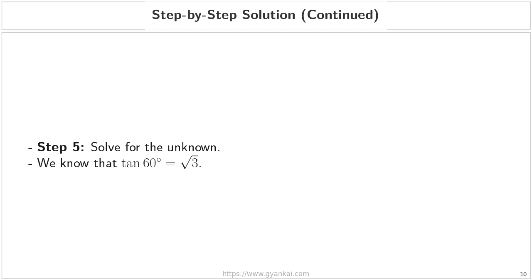Step-by-step solution, continued. Now that we have set up our equation in the previous step, we move on to step 5, which is where we actually solve for our unknown value, the height. First, we need to substitute the numerical value for our trigonometric ratio. We know from our standard trigonometric values that tangent of 60 degrees is equal to the square root of 3.